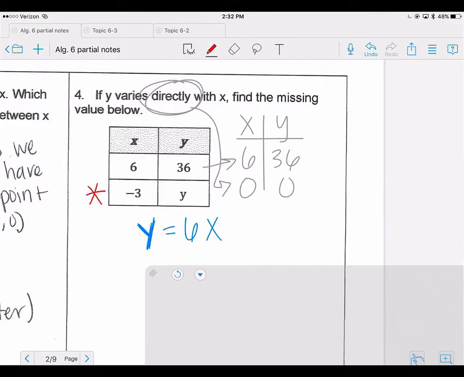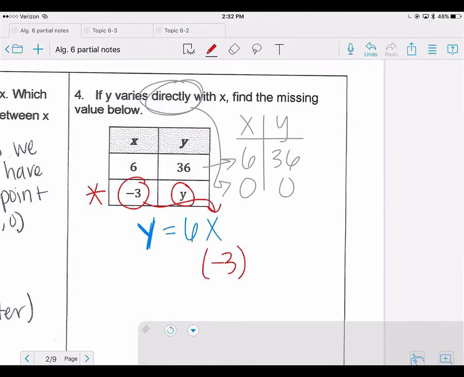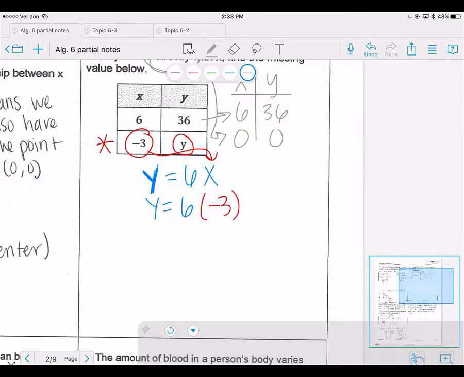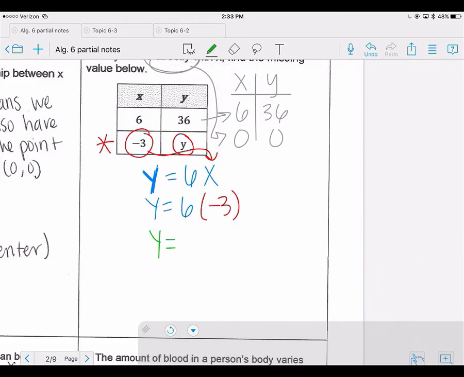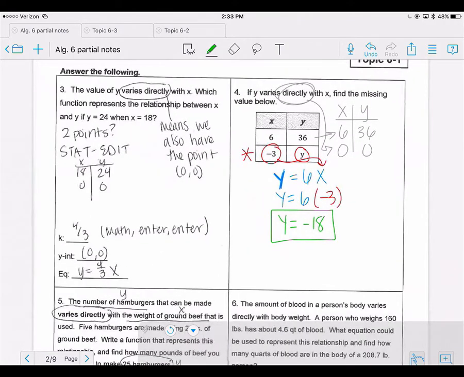Now, we can solve for y by replacing x with what we know x equals. For this one, when I solve, y equals 6 times -3, which is -18. So sometimes they ask you, like they did on problem 3, just to find the equation, but sometimes they want you to take it a step further like we did on 4. They want you to find the equation by using stat edit and then find a missing value. So if you are asked to find y, then you would solve like normal. If you're asked to solve x, you would solve backwards.